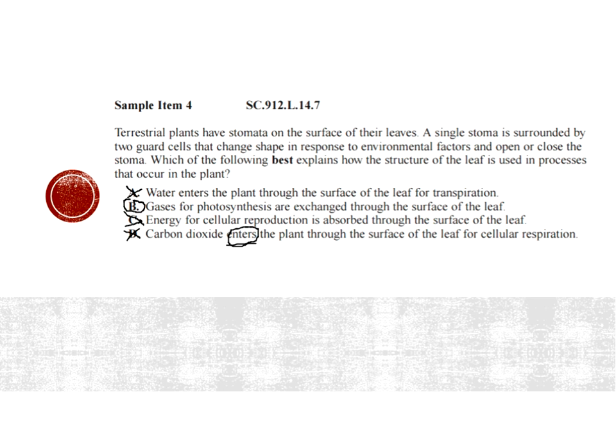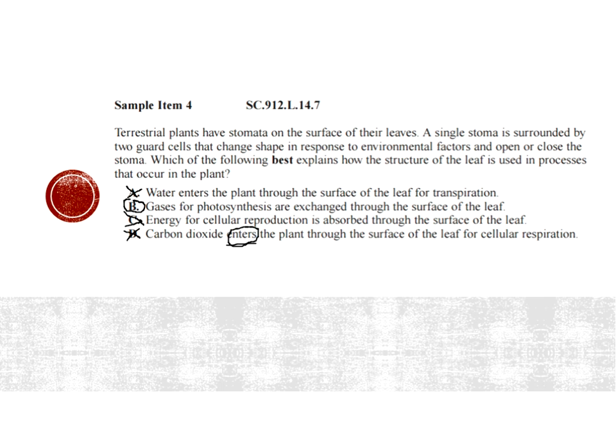So here's a question about plants. It says terrestrial plants have stomata on the surface of their leaves. A single stoma is surrounded by two guard cells that change shape in response to environmental factors and open or close the stoma. Which of the following best explains how the structure of the leaf is used in processes that occur in the plant? So we went through these possible choices and we determined that the correct answer was B. Gases for photosynthesis are exchanged through the surface of the leaf, because stomata are little holes or pores in the leaf surface that allow for those gases to come in and out.